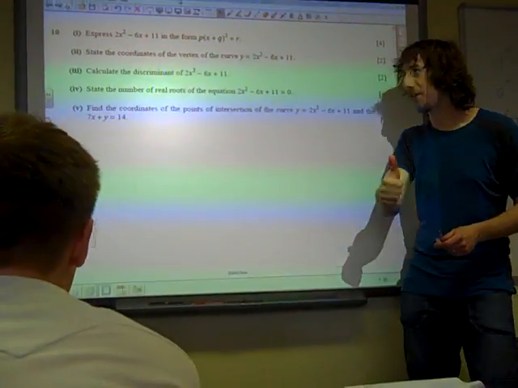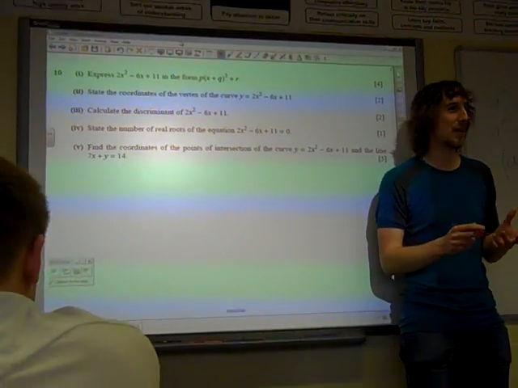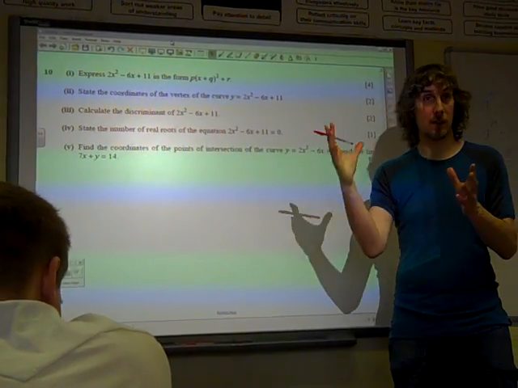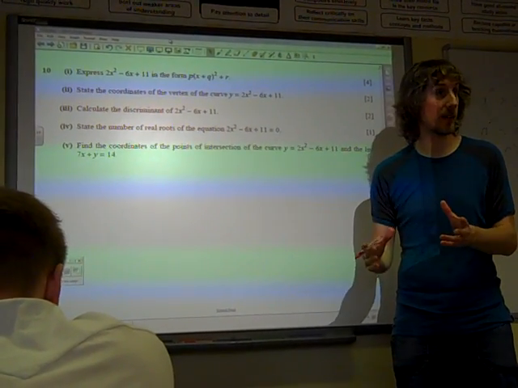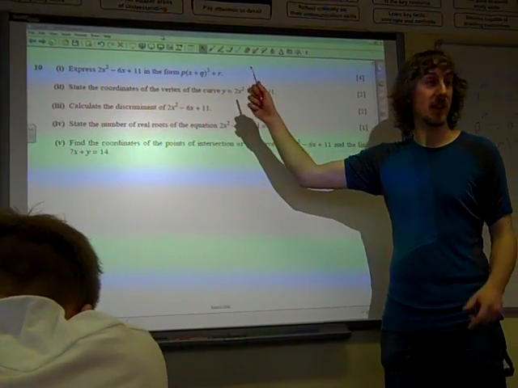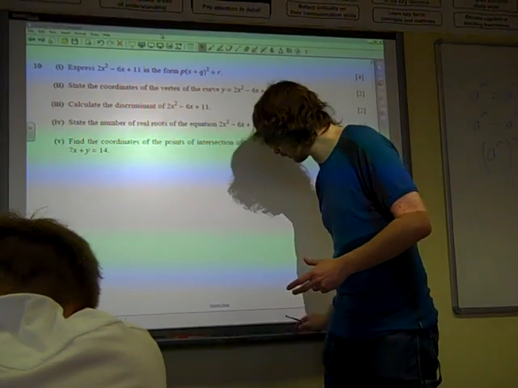Okay, so this is question 10 from the summer 2008 Core 1 paper, pulling together all of that stuff on quadratics. And it starts with something that we're familiar with. Now this is slightly harder than the example that we've just done.